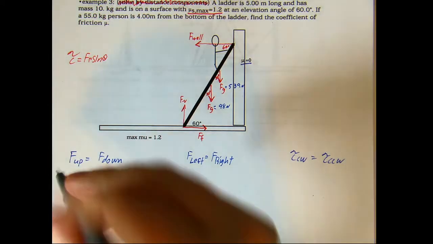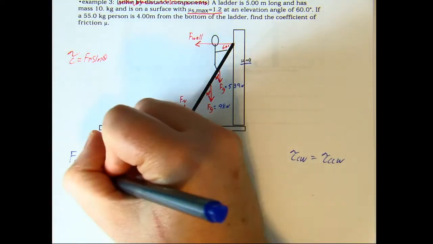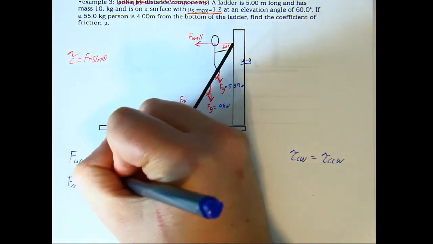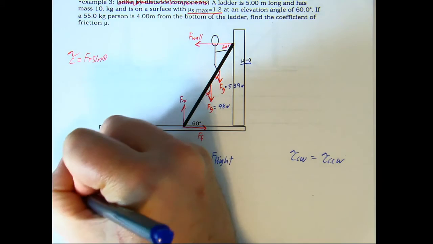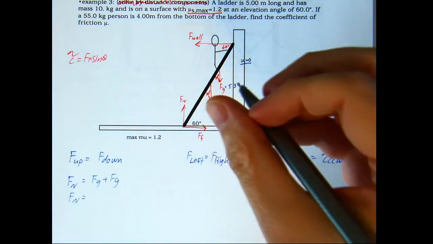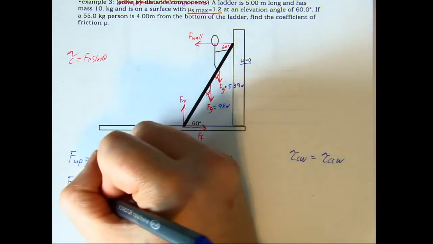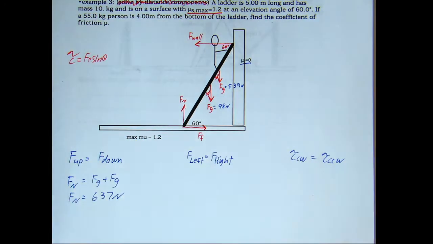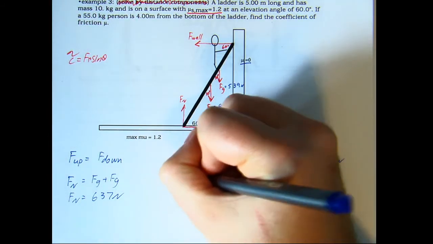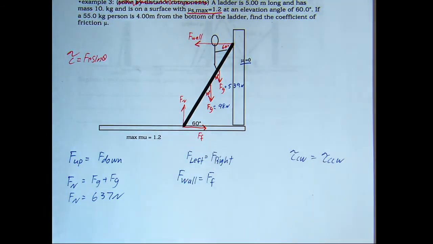So what this tells us is that Fn, my only upward force, is going to equal my two Fg's added together. So Fn is going to equal, that should be 637 newtons. And then my left equals right is going to be the same as before. My F from wall is going to equal my force of friction.